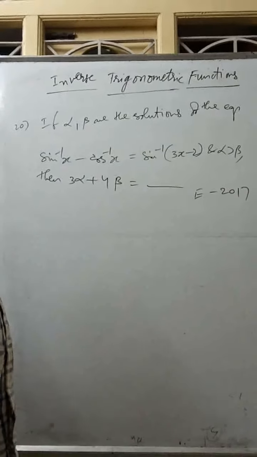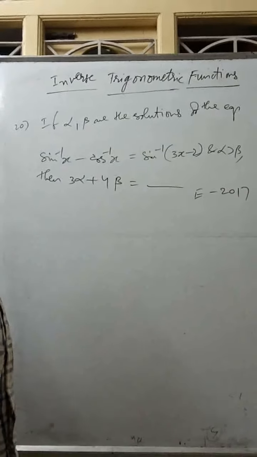Now sin inverse plus sin inverse I can write as 2 sin inverse x equal to pi by 2 plus sin inverse of 3x minus 2, taking the minus pi by 2 to the other side. So this is 2 sin inverse x equal to pi by 2 plus sin inverse of 3x minus 2.